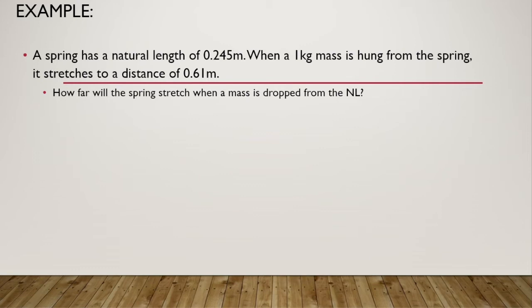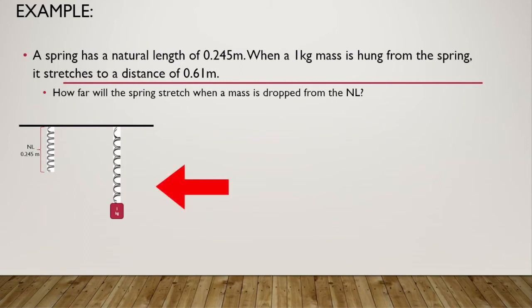So let's go ahead and draw a picture. And here we have our spring that's just hanging from its natural length. And over here we have the spring once we've added that 1 kilogram mass to it, and notice that it's stretching a total distance now of 0.61 meters. So we are tasked with figuring out how far will the spring stretch when a mass is dropped from the natural length. So again, we need to remember that at this point, the mass is just hanging there.